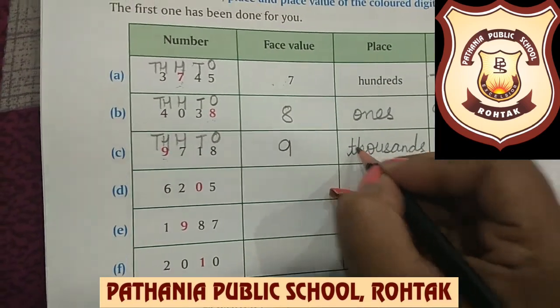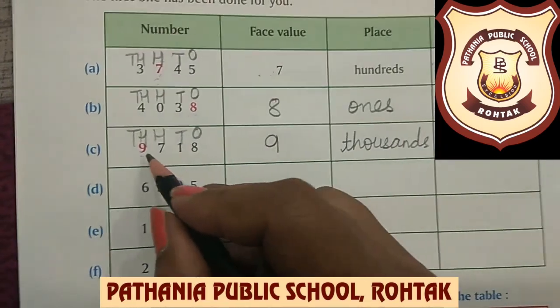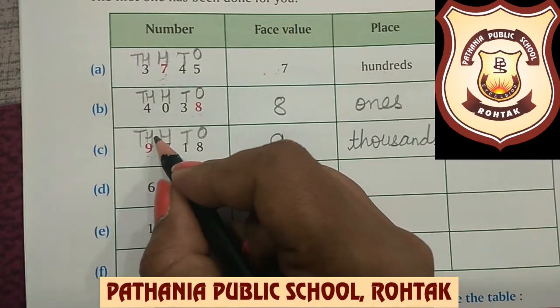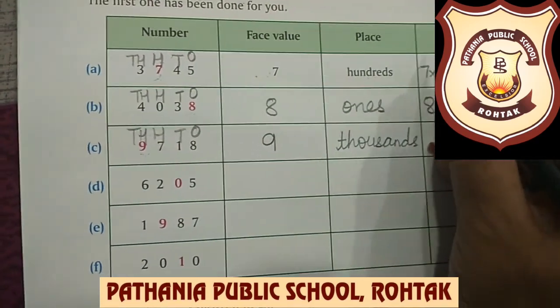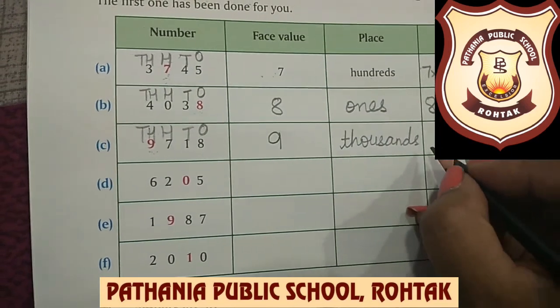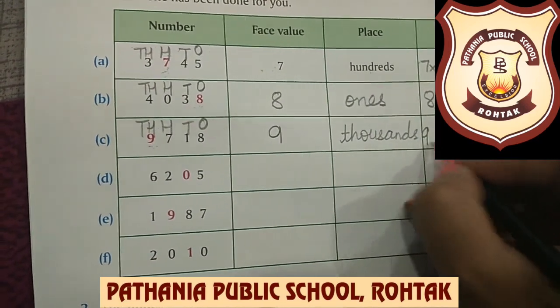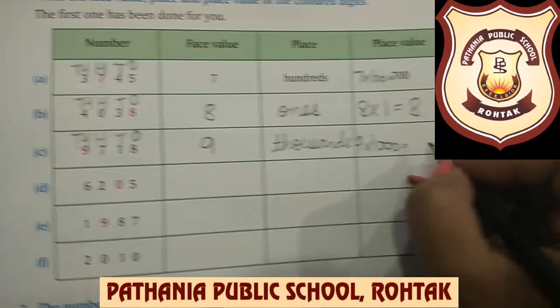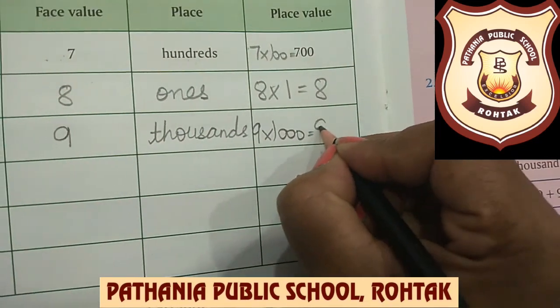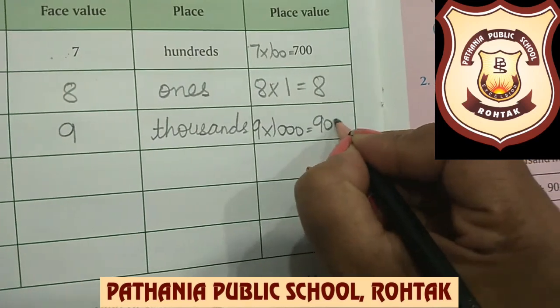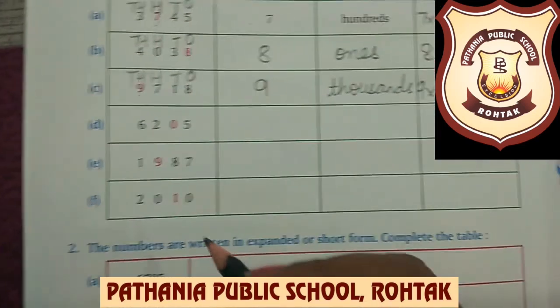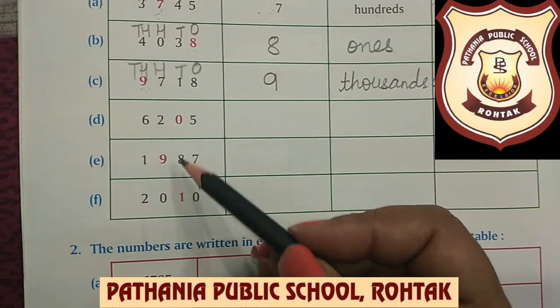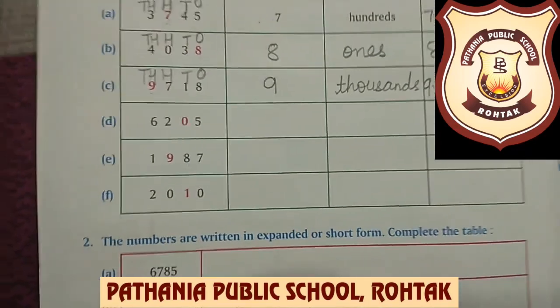thousands. Now dear students, please tell me, 9 is the digit and it is at thousands place. So how we will identify its place value? Yes, correct. We will multiply 9 with 1000. And what will be the answer? The answer will be yes, 9000. In the same manner students, you will do D, E and F part yourself.